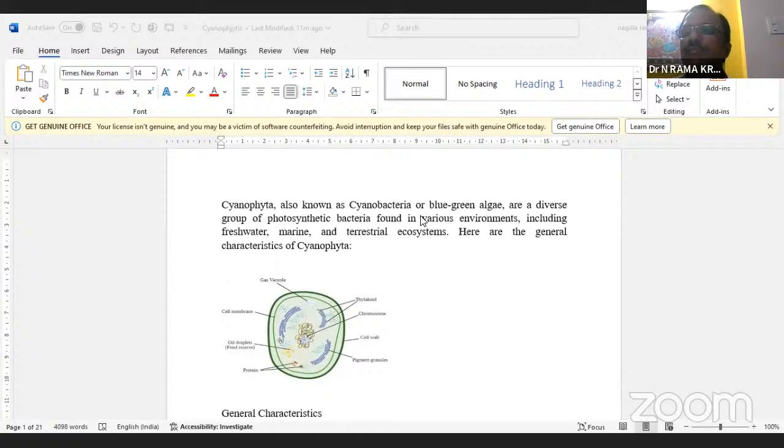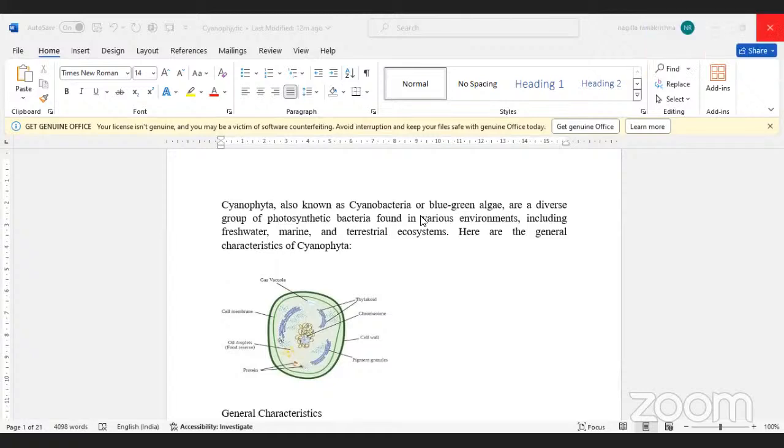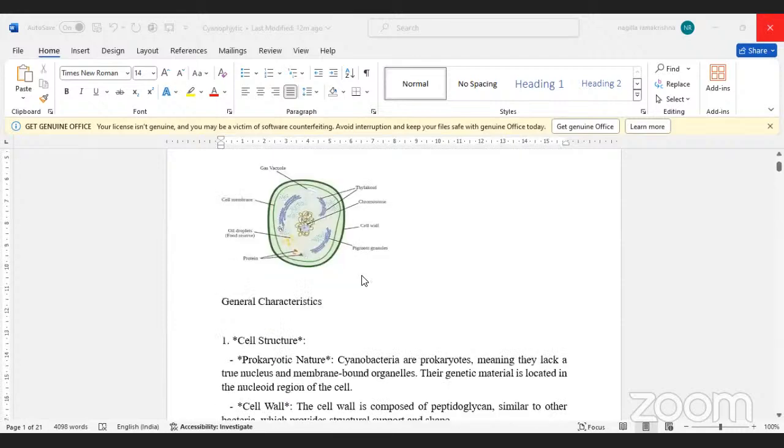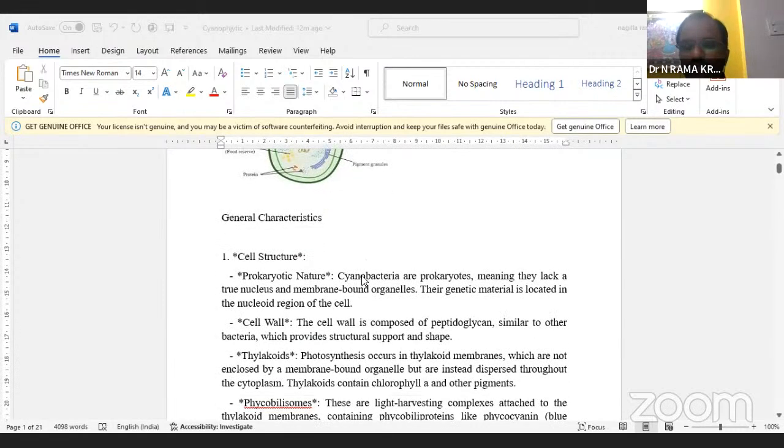Some movement is there. Not only that, the cell structure is prokaryotic. Whatever bacterial structures you see, the same type of structure is also seen in cyanophytic algae. That's why we say cyanobacteria. Is it clear now? Yes, sir. Next, now see the cell structure of cyanophytic algae.